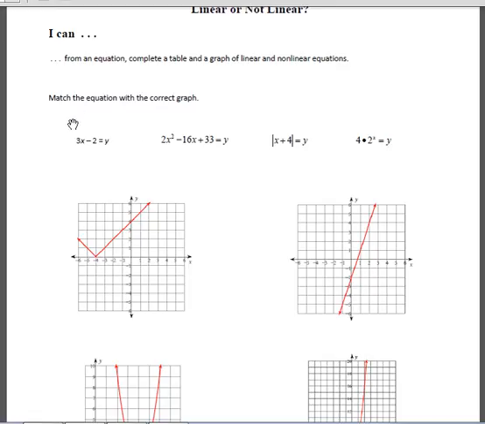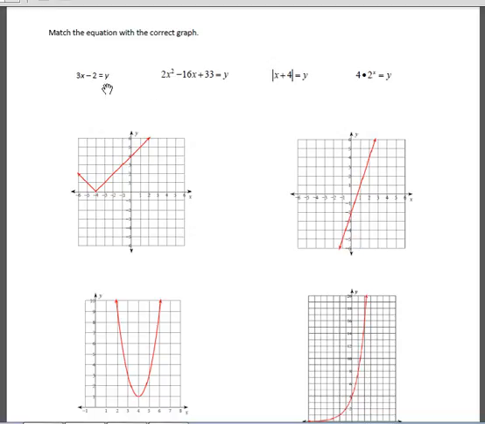So the first examples say match the equation with a correct graph. There are 4 equations and then there are 4 graphs. If you want, see if you can match up the equation with the graph that it goes with, just as a guess. Okay? But on the next page I'm going to show you how you go through and make a table and plot your points and then figure out what the graph is. Alright, so let's take a look at page 6.